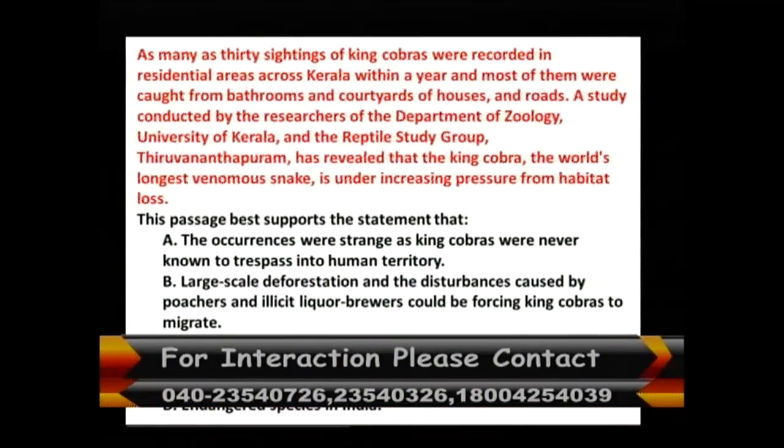As many as 30 sightings of king cobras were recorded in residential areas across Kerala within a year, and most of them were caught from bathrooms and courtyards of houses and roads. A study conducted by the researchers of the Department of Zoology, University of Kerala and Reptile Study Group, Thiruvananthapuram, has revealed that the king cobra, the world's longest venomous snake, venomous means poisonous, is under increasing pressure from habitat loss. The reason people are finding these snakes in houses is because people are building houses in a forest.